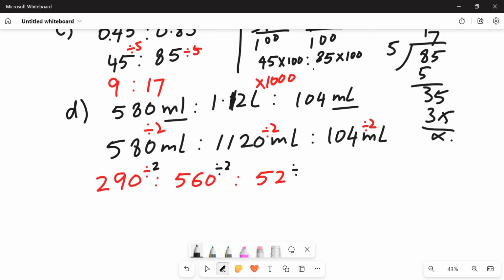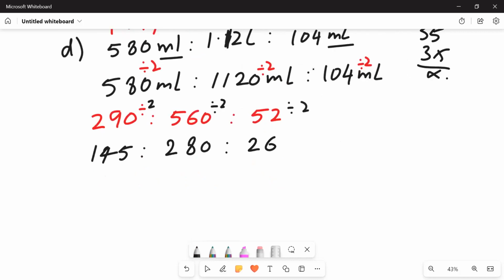So 2 ones are 2, 2 fours are 8 and 2 fives are 10. 2 twos are 4, 2 eights are 16 and 0. And this one will be 2 twos are 4 and 2 sixes are 12. Now we can check if it is divisible by any number with the same number. We cannot divide further with the same number, so this is the final answer.